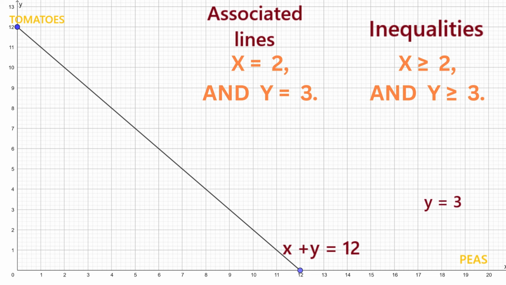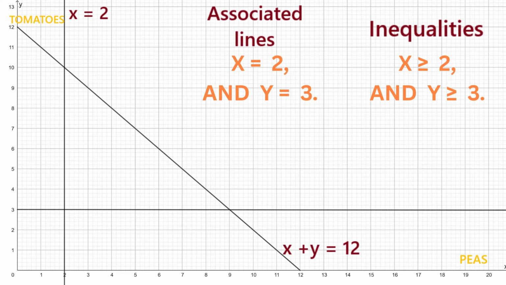Two other associated lines are x equals 2 and y equals 3. The line x equals 2 cuts the x-axis at 2 and runs parallel to the y-axis, while the line y equals 3 cuts the y-axis at 3 and runs parallel to the x-axis.